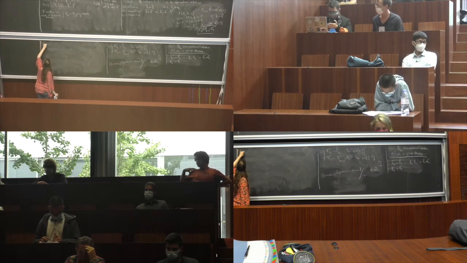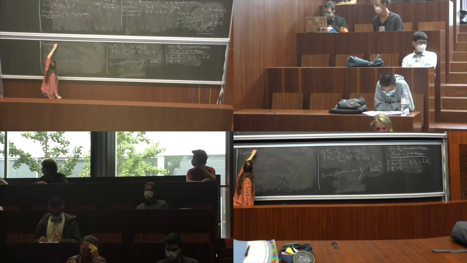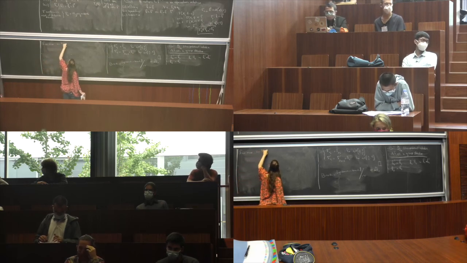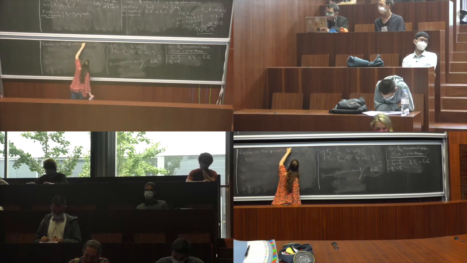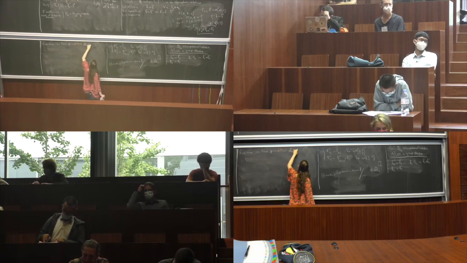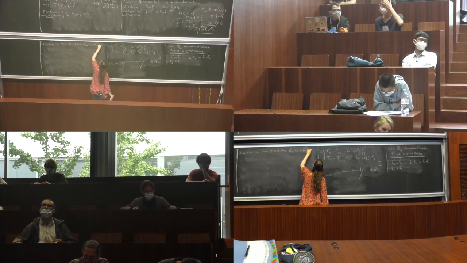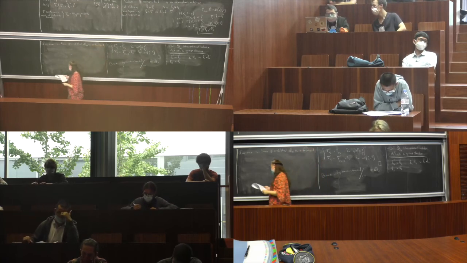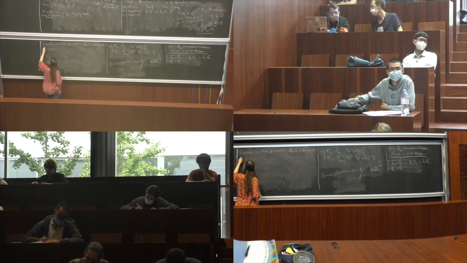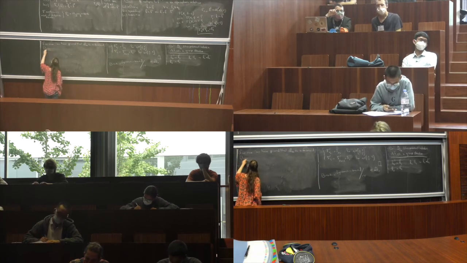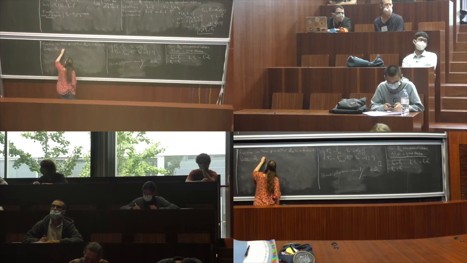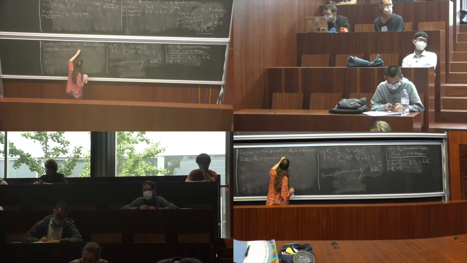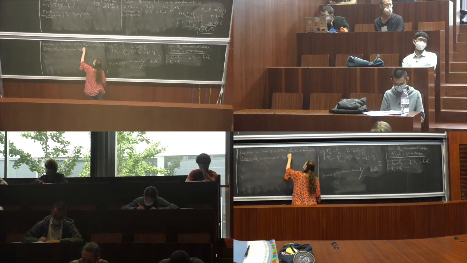So for now, we have proved that Bn is a monoid. And the claim is that Bn is generated by the following.